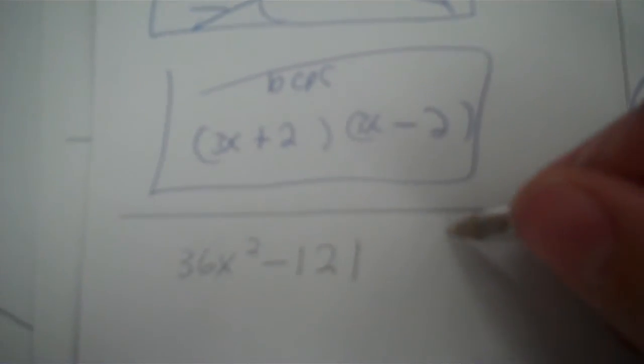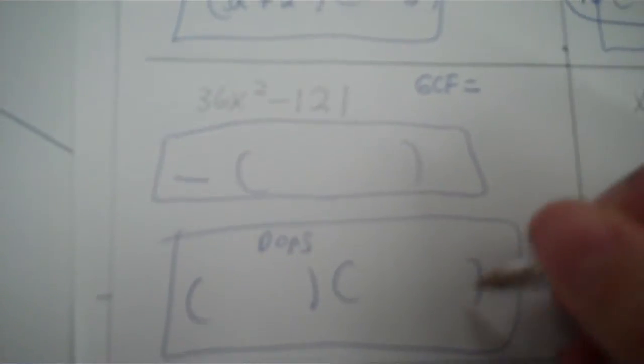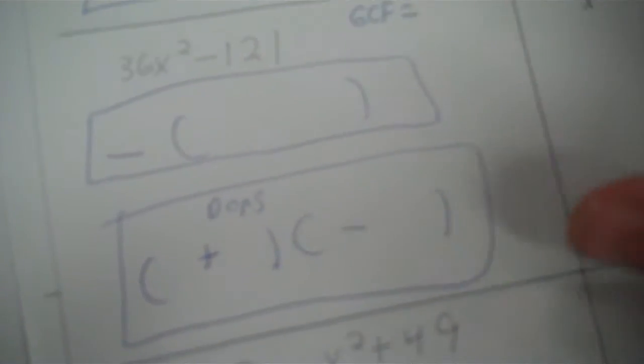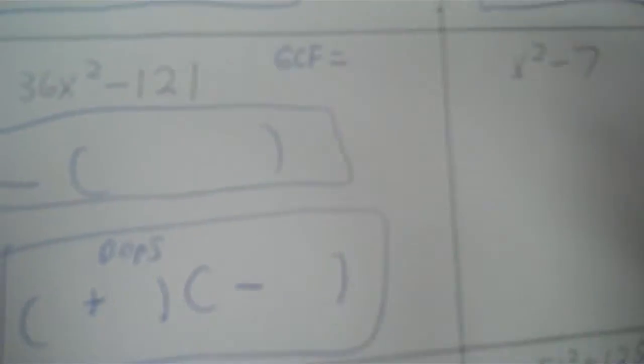Okay, my next problem. GCF, that's the first thing we've got to look for. And then we're going to see if we have a DOPS. This is how you factor two terms. This is how you should be starting to factor it. Okay, GCF, do I have a negative in the front? No, I do not. Do I have x on every term? No, I do not. So 36: 1 and 36, 2 and 18.